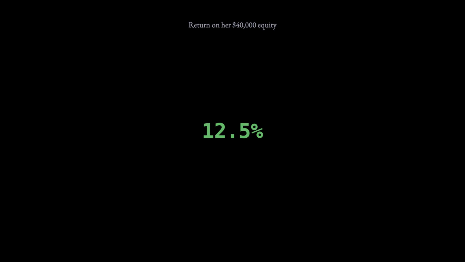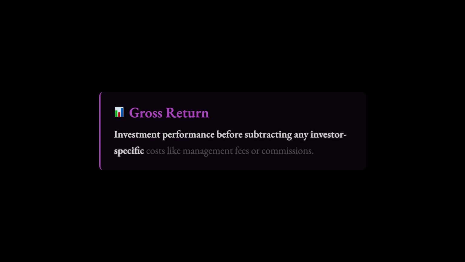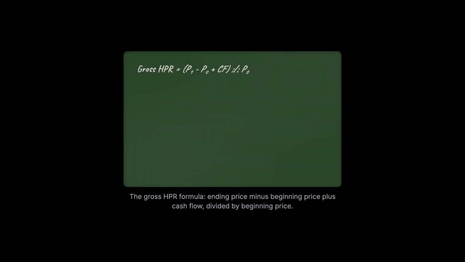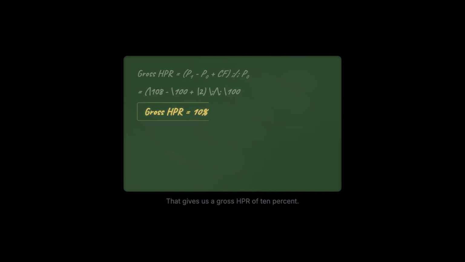Let's break it down. So what is gross return? It's your investment performance before subtracting any investor-specific costs like management fees or commissions. The gross HPR formula: ending price minus beginning price plus cash flow, divided by beginning price. A stock bought at 100, sold at 108, with a $2 dividend. That gives us a gross HPR of 10%.